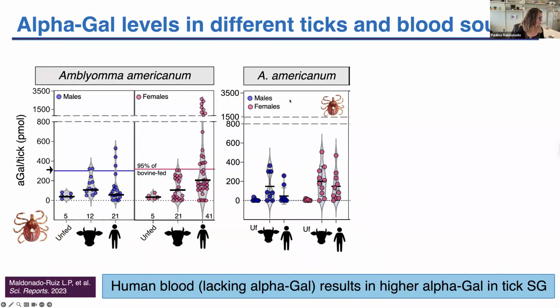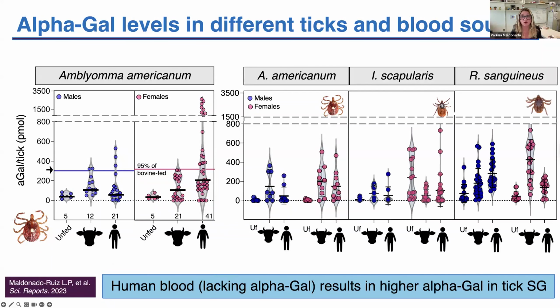Now, when we got here, we were trying to replicate the same methods again, and we didn't get the exact same results, although similar trends. Now, we don't see that the female Lone Star tick has high levels as we used to before when they're fed on human blood. Nonetheless, we do see that there is the presence of alpha-gal still in the salivary glands of the Lone Star tick when they feed on human blood, which lacks alpha-gal.